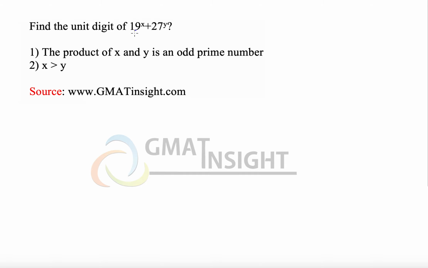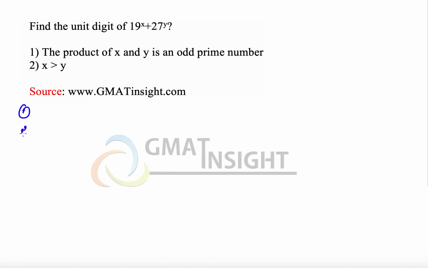Find the unit digit of 19 raised to the power x plus 27 raised to the power y. So here we have a question in which we need to find the unit digit. There are several principles of unit digit that we must know. The unit digits always have a cyclic nature. Cyclic nature means that they always repeat after several powers. That's one of the rules.